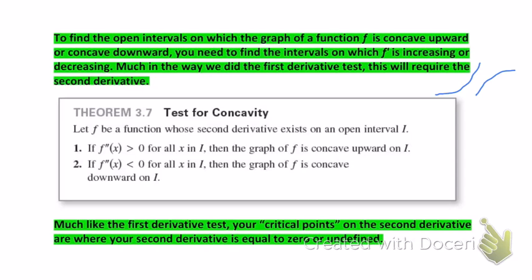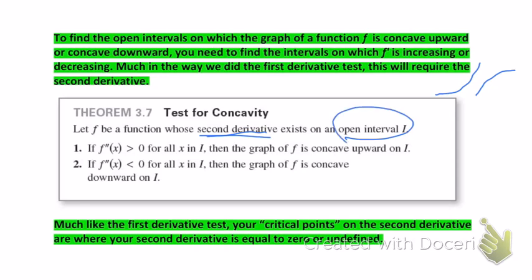So it's telling us we're going to do this second derivative idea for concavity. And it's going to be really, really analogous to the first derivative test that we did. So look what it's saying. If f double prime, meaning the second derivative, first of all, does it exist? If it does, then if it's positive, the graph is concave up. If it's negative, the graph is concave down over that interval. It's all about an open interval here.